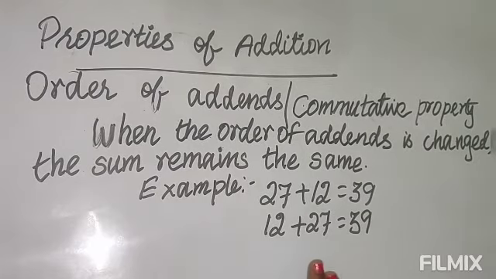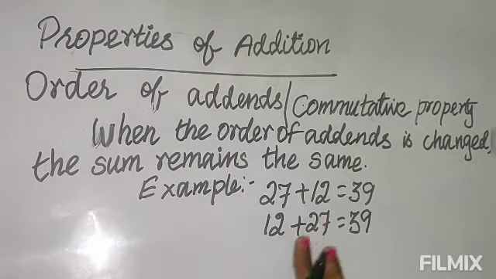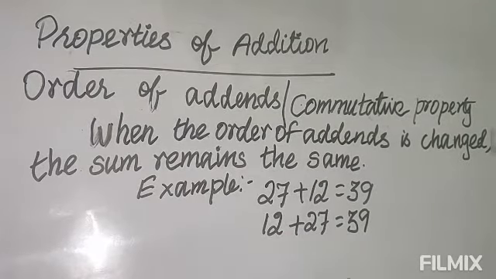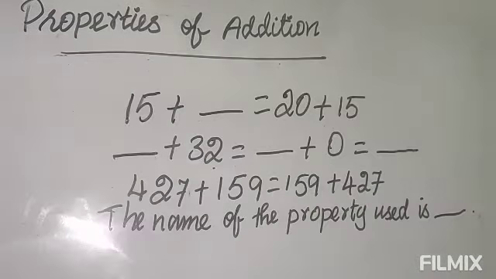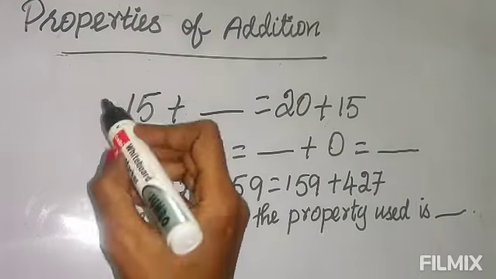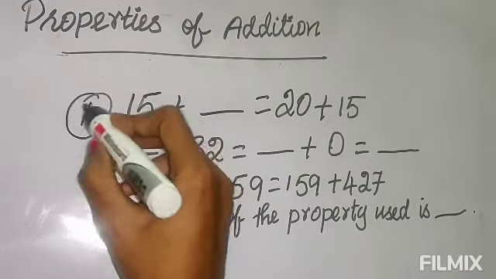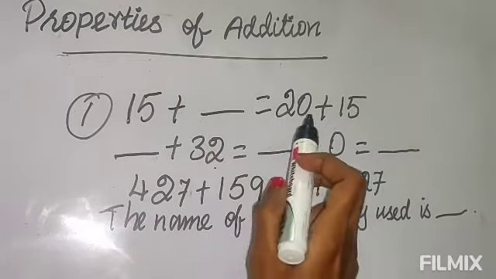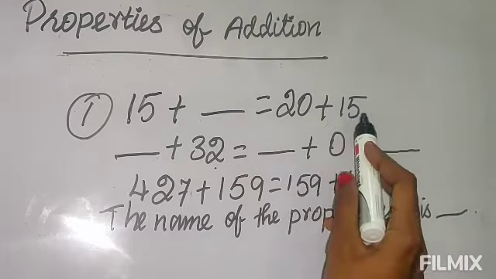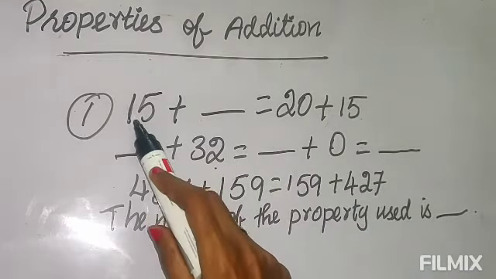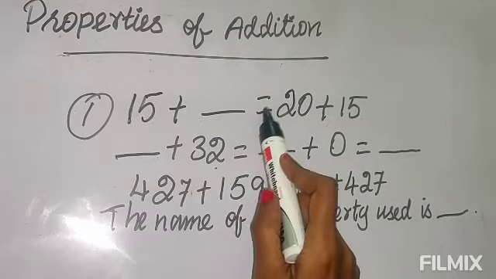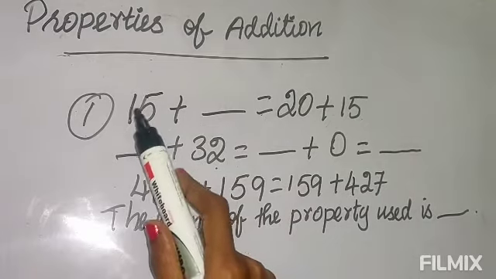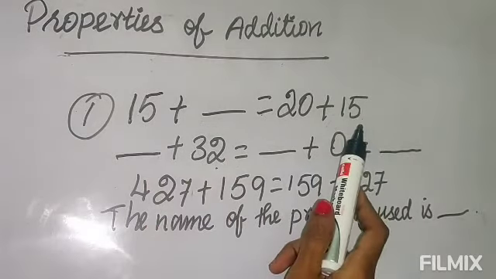The example I have already given. In the exam it will not be asked like that. What is commutative property can be asked, or it can be asked as filling the blanks. These are the ways the questions can be asked. The first one is like this: 15 plus dash equal to 20 plus 15. You see 15 is on the other side of the equal sign. Remember the equal sign, and observe the numbers on the right side and the left side. On the left side 15 is there, and on the right side also 15 is there.